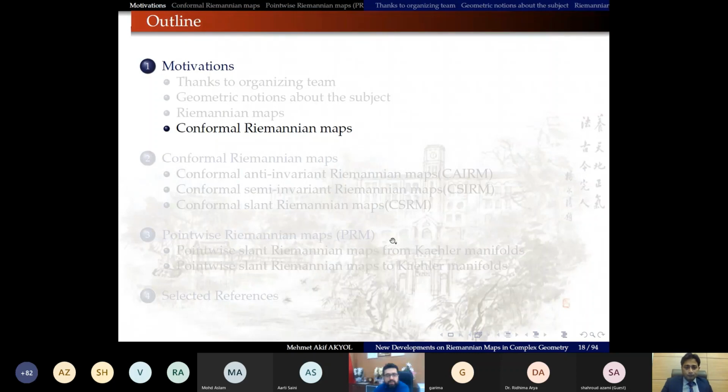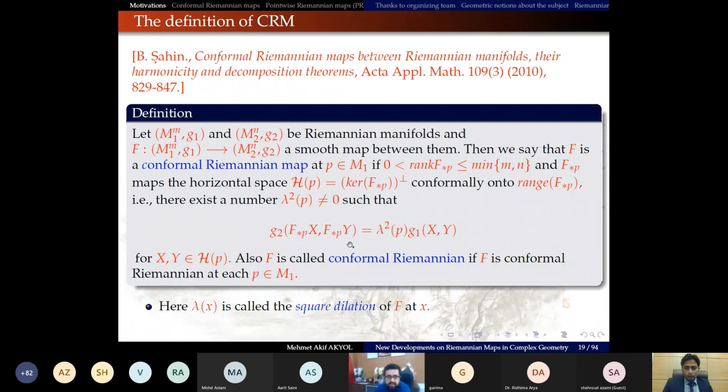Okay, now I introduce the conformal Riemannian maps. I have mentioned that for Riemannian maps, there is an isometry between the horizontal space and the range of the map. But in conformal cases, we have a function between them. This function is not equal to zero. So we call this map a conformal Riemannian map. In this case, we have many different notions because of this lambda.